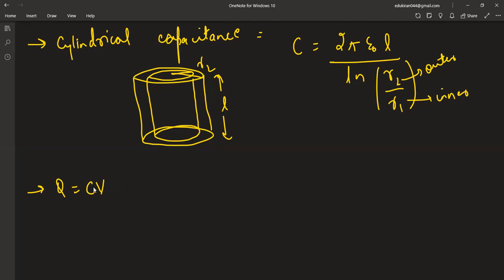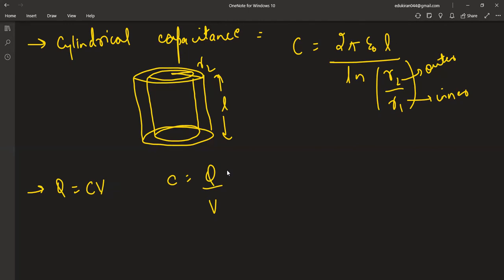You are already aware of capacitance. The capacitance formula is this, and the SI unit of capacitance is the farad, 1 farad. How do you convert 1 microfarad, 1 picofarad, 1 nanofarad into your SI units? Because ultimately you will be having farads as your SI unit.